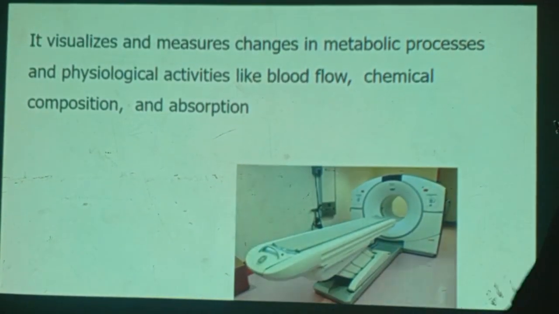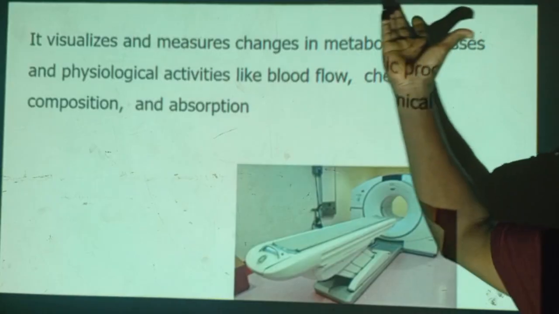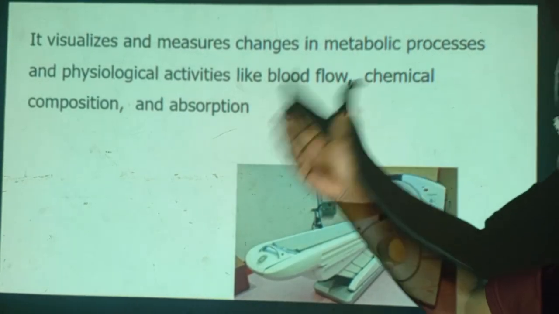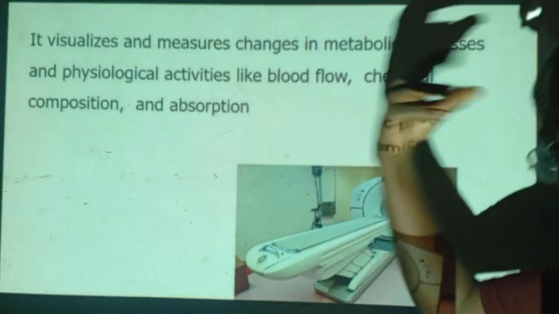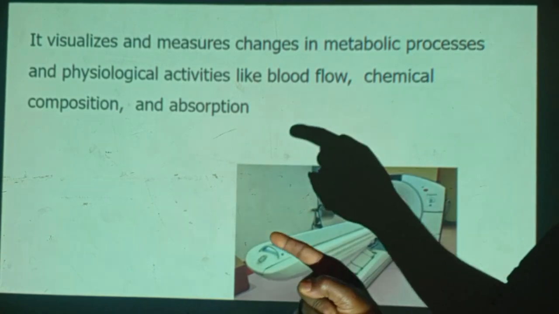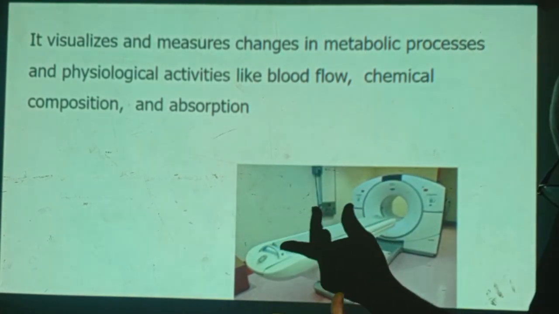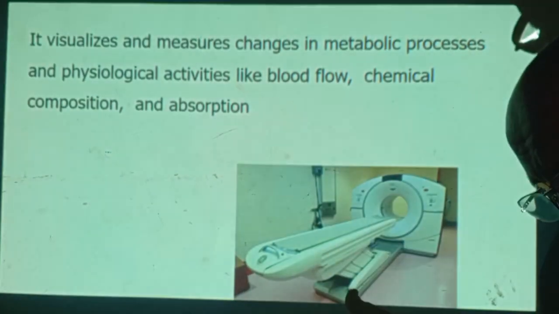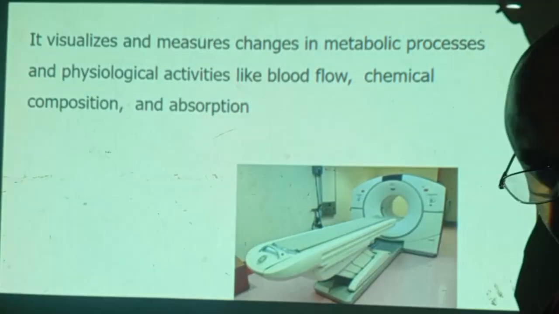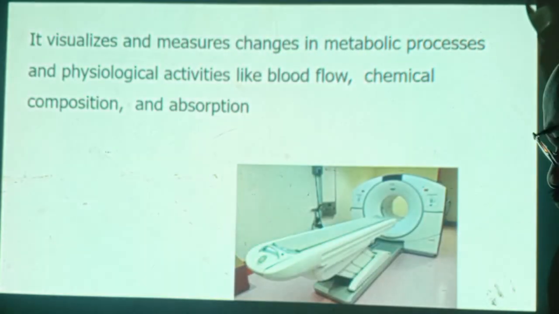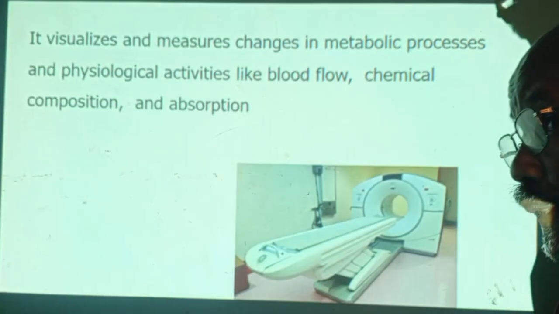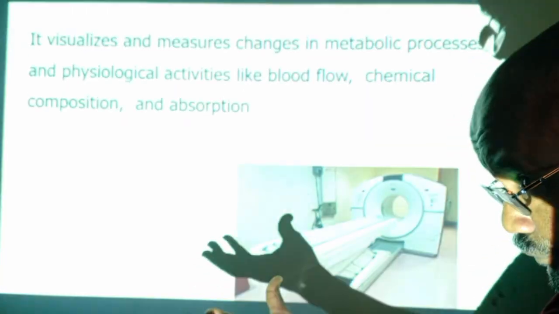It visualizes and measures changes in metabolic process, glucose consumption. Oh, these cells are highly metabolic. There is a huge change. They are taking a large amount of glucose, so this area is really metabolically active. What does it mean? If a tissue or a group of cells is metabolically active, they are consuming a large amount of glucose from the blood. And you can easily know, because the glucose has been labeled to be radioactive.